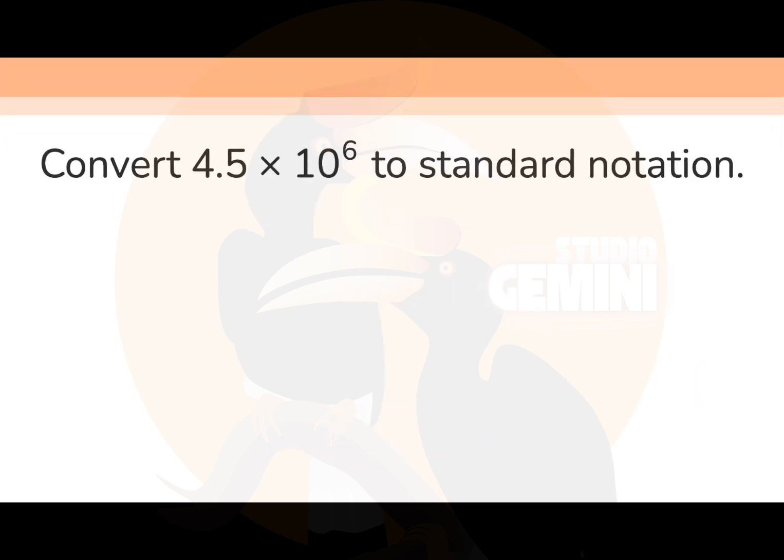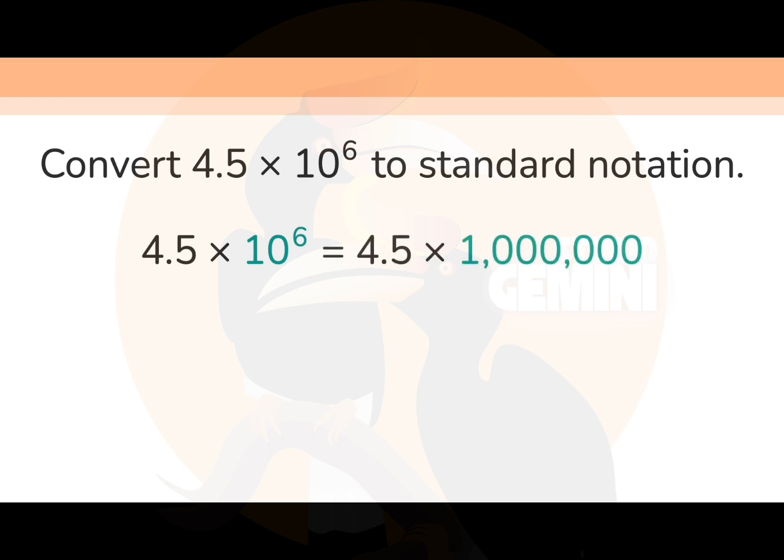Our first question asks us to convert 4.5 times 10 to the 6th power to standard notation. We can expand the 10 to the 6th power to get 1 million. Now we can multiply 4.5 by 1 million to get 4,500,000. Now let me show you another way to get the same answer.